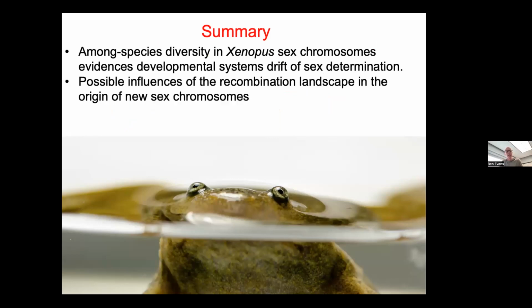We see possible influences of the recombination landscape, where we know that recombination is less frequent in females on the tips of chromosomes, and that often is the location where we see sex-determining regions arise, suggesting that natural selection may favor the origin of sex-determining genes in parts of the genome that already have low recombination rates.